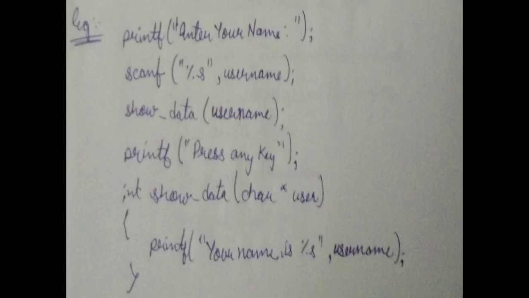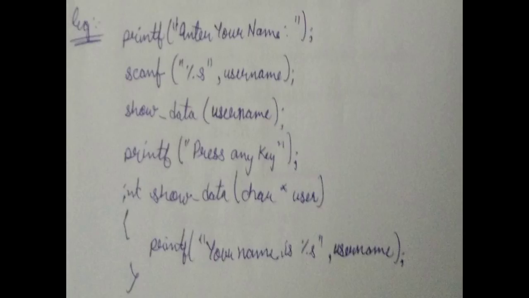Next, let's consider a given example program, the one shown on your screen. The first statement is printf, enter your name. Second, scanf. Third, we call a procedure show data and pass an actual parameter, username. Next is a printf statement, and then we have the definition of our procedure show data, in which we have a printf statement. So let's write the activation tree for the following program.